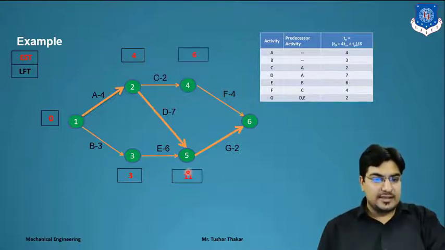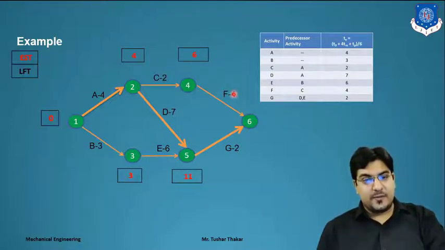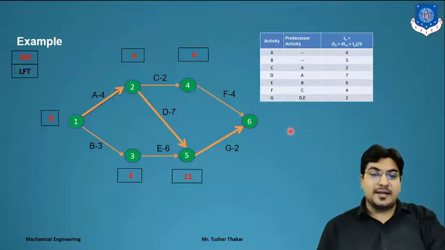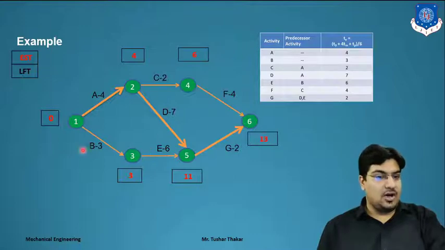And for this 11, how do we get 11? Here 3 plus 6 is 9. Here 4 plus 7 is 11. Which one is maximum? That is 11. So we indicate EST as 11. Now we calculate here 6 plus 4, that is 10, or 11 plus 2, that is 13. So we take the maximum value, 13. Now we calculate all the EST values of the respective activities.